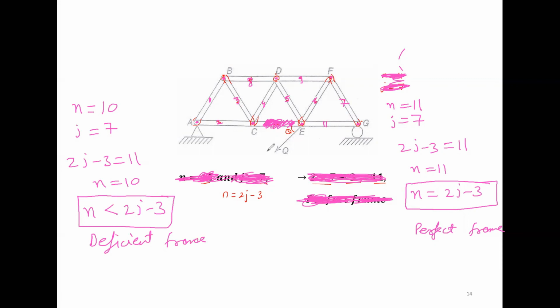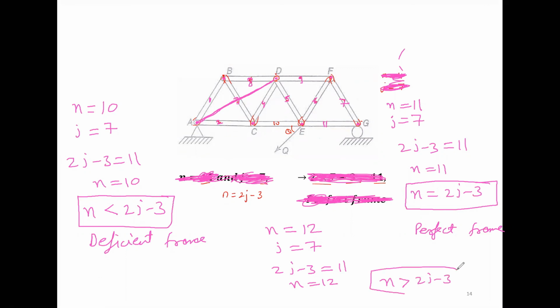Now let's take another condition. Suppose we are adding one more link, and we are also using this link CE. So in addition to the existing frame, we are adding one more member between A and D. In this situation, our value of n will become 12 and j will be equal to 7. So 2j minus 3 will be equal to 11, but n is equal to 12. So here n is greater than 2j minus 3. This condition will represent a redundant frame.